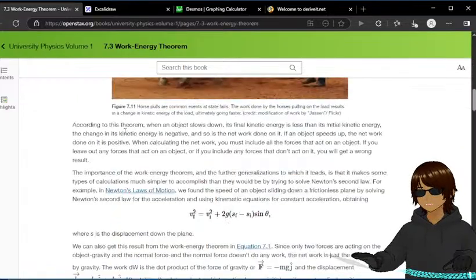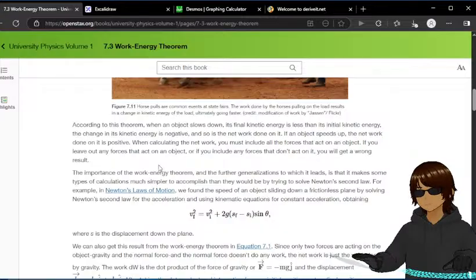According to this theorem, when an object slows down, its final kinetic energy is less than its initial kinetic energy. The change in its kinetic energy is negative, and so is the net work done on it. If an object speeds up, the net work done on it is positive. When calculating net work, you must include all forces that act on an object. If you leave out any forces that act on an object, or if you include any forces that don't act on it, you'll get a wrong result.